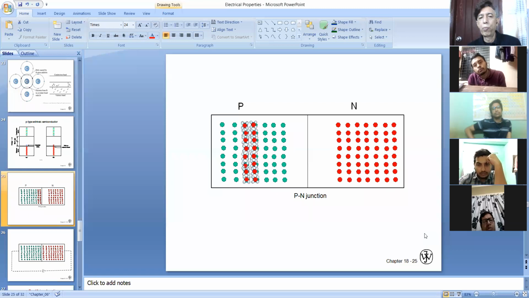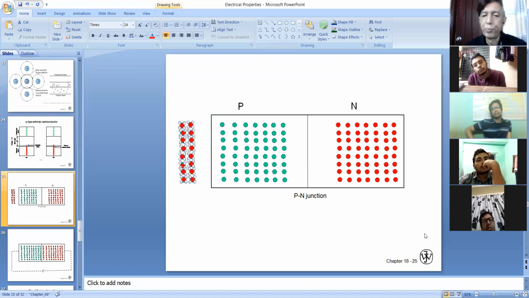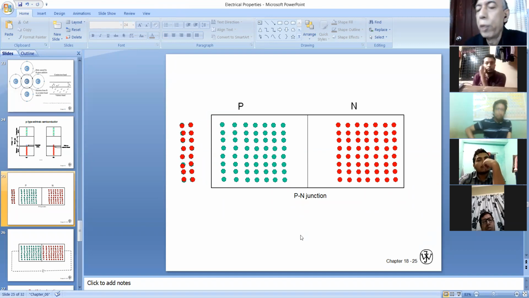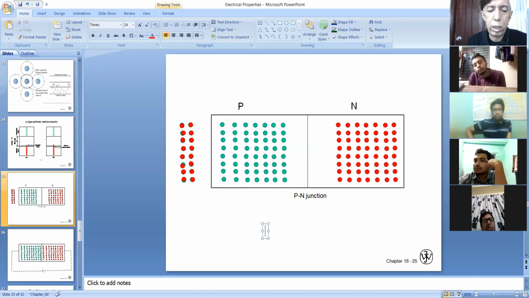So these are the neutral molecules. Here all neutral molecules. Now, what do you mean by neutral molecules now? Say, for example, aluminum. Aluminum has 3 electrons in the outermost orbit.